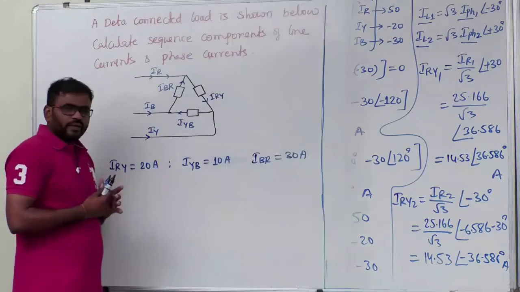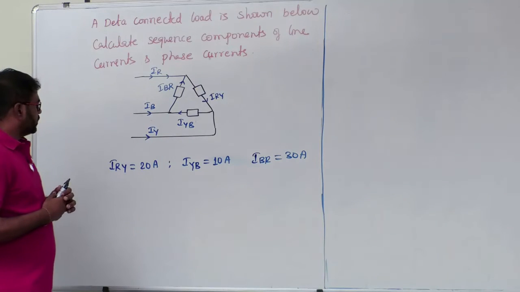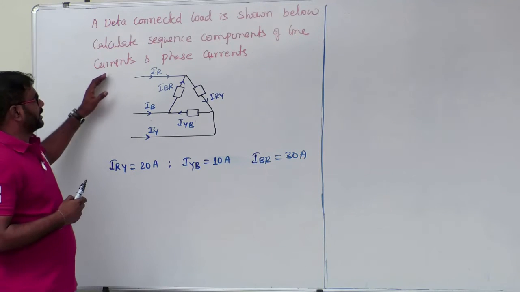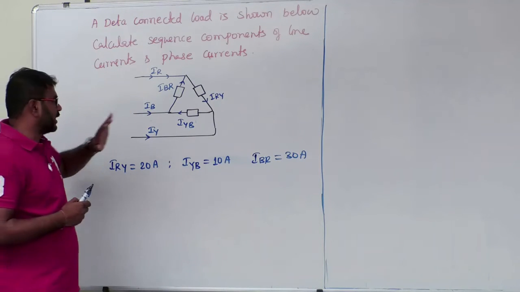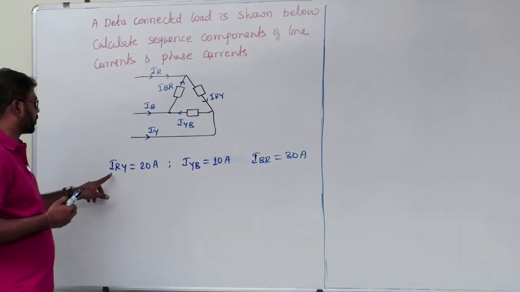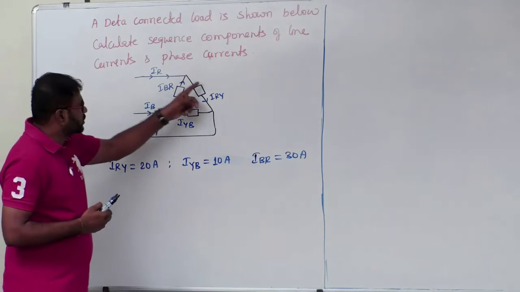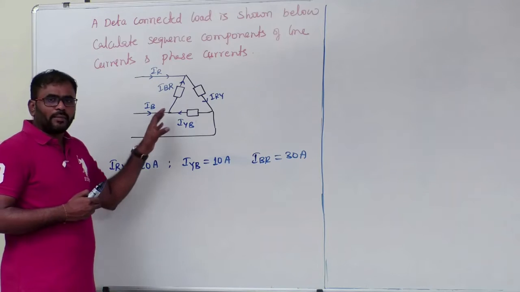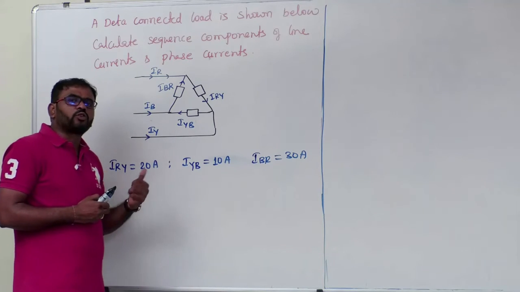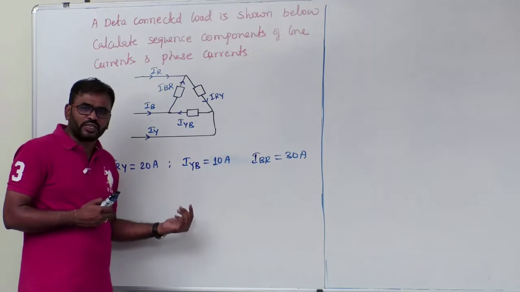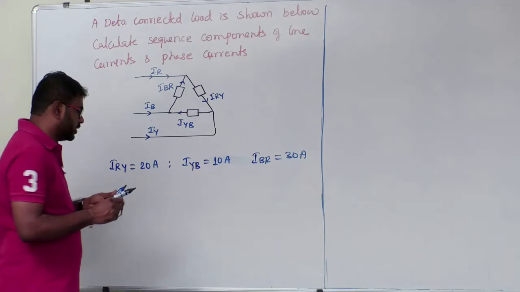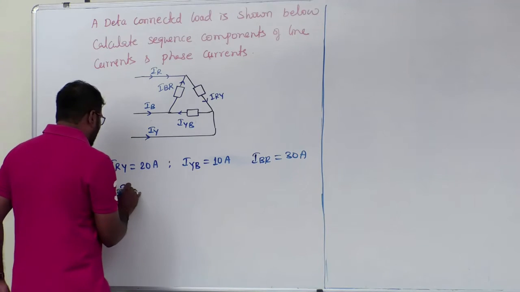Now we will go through the next example. Here the sequence components of line currents and sequence components of phase currents we need to calculate, but what is given in the problem is IRY, IYB, IBR. That means unbalanced phase currents are given. We need to calculate the sequence components of phase currents and sequence components of line currents.